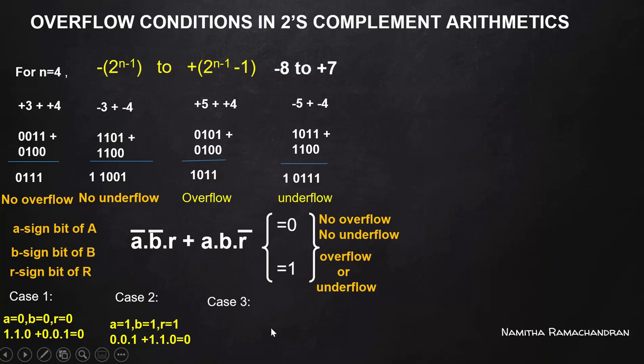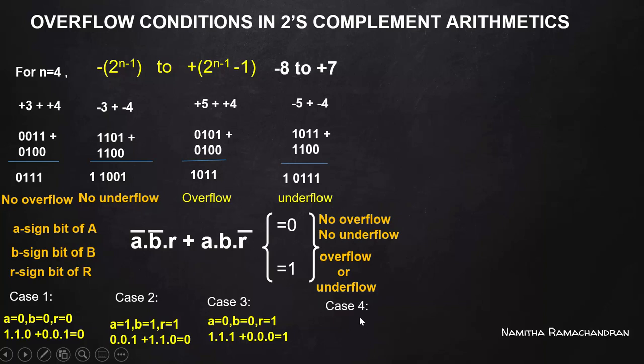In case 3, a sign 0, b sign 0 and result sign 1. Using a complement and b complement, 1 into 1 into r, that is 1, plus a into b into r complement, 0 into 0 into r complement is 0. This term is 1, this term is 0, 1 plus 0 is 1. If this expression returns 1, this may cause overflow or underflow. So in this case either overflow or underflow is present.